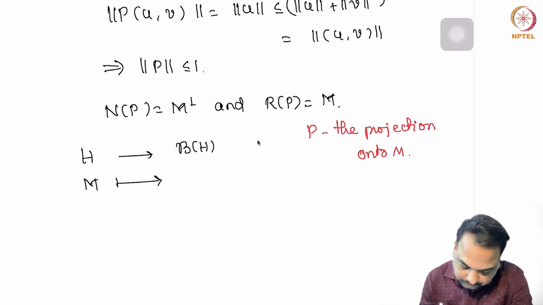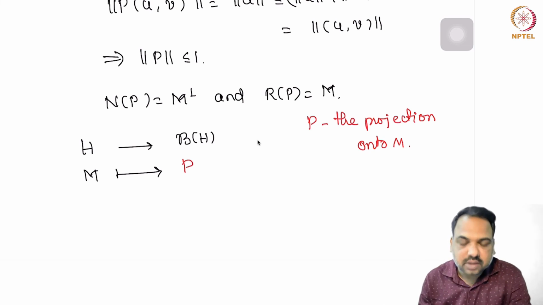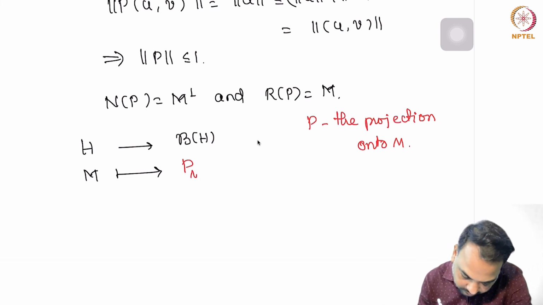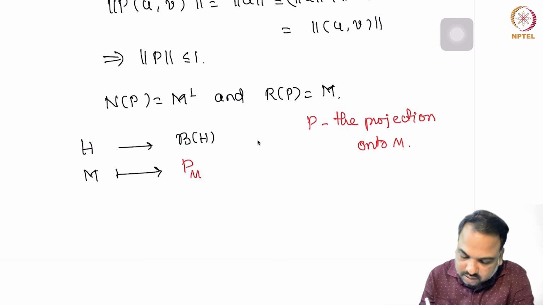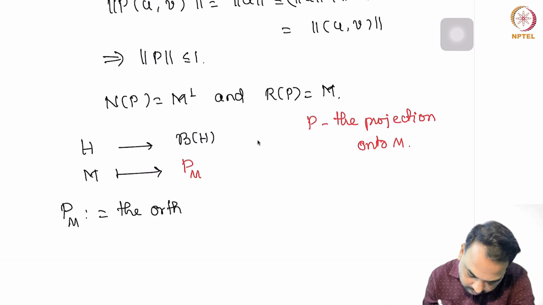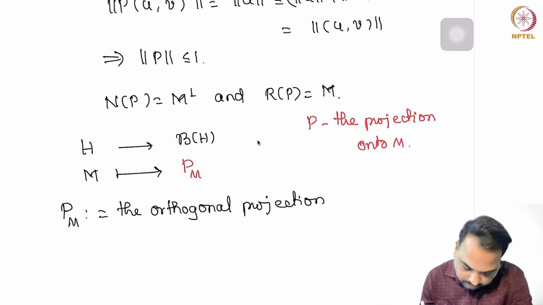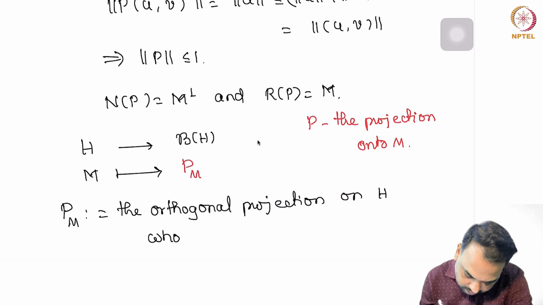So we got a projection here, and this is denoted by the projection onto M with P suffix M. So this is the notation we will be using again and again. P suffix M is the orthogonal projection on H whose range is M.